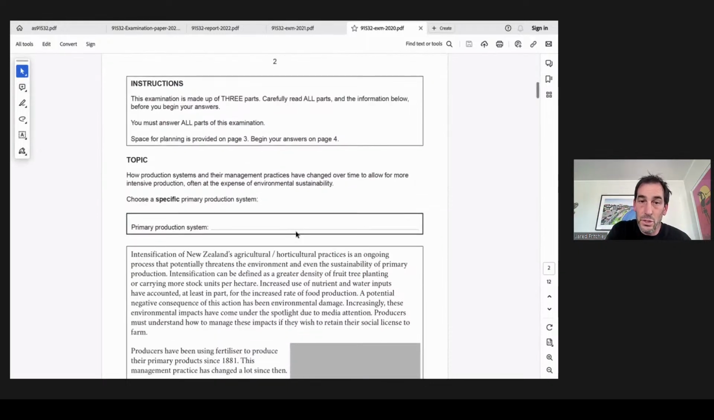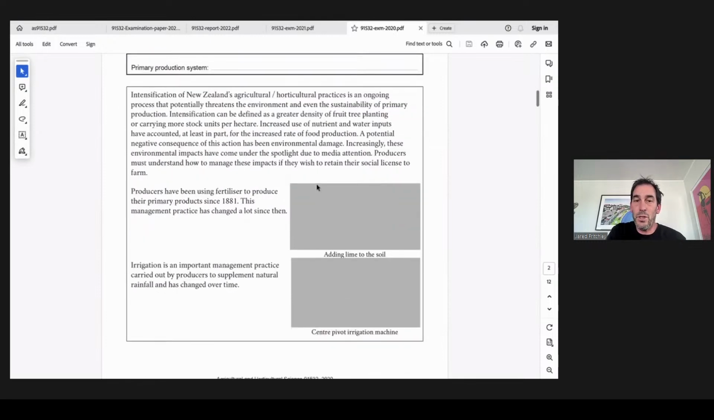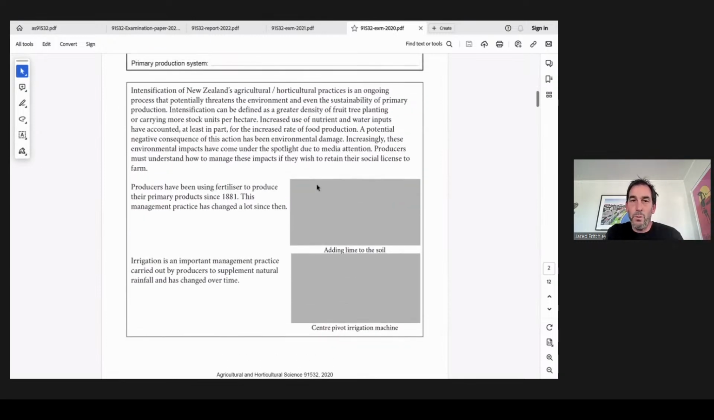And again, this year there was a different context to ours. Theirs was around intensive production and environmental sustainability. So again, different to ours this year. Always interesting when we've got a bit of text, and you'll see that on the last 3 papers we looked at. The idea of the text isn't for you guys to go through a comprehension exercise of reading that and pulling data out of it.